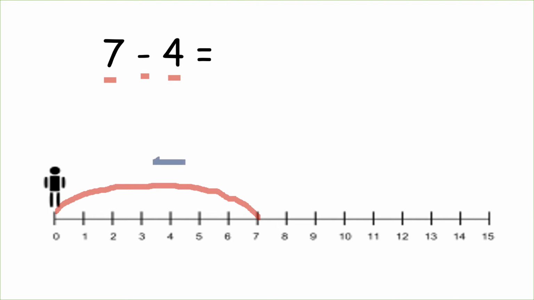We are going to move back towards 0. So we start at the 7 and we subtract 4. You take away 4. 1, 2, 3, 4. And where did we end up? We ended up on number 3. So 7 take away 4, or 7 subtract 4, is 3.